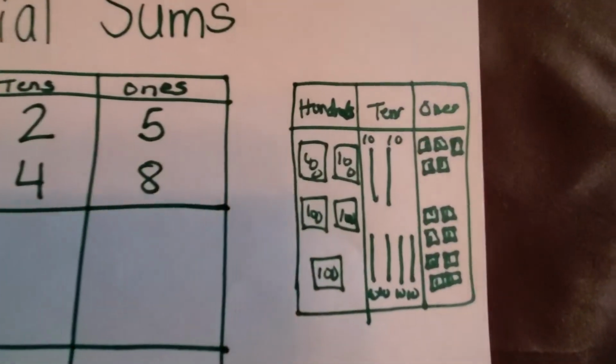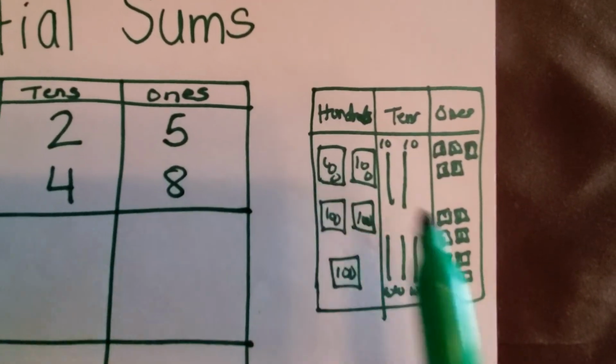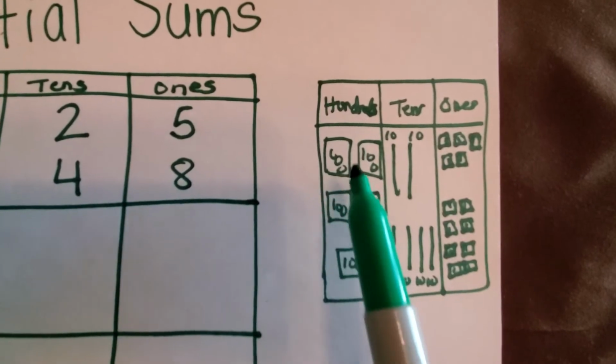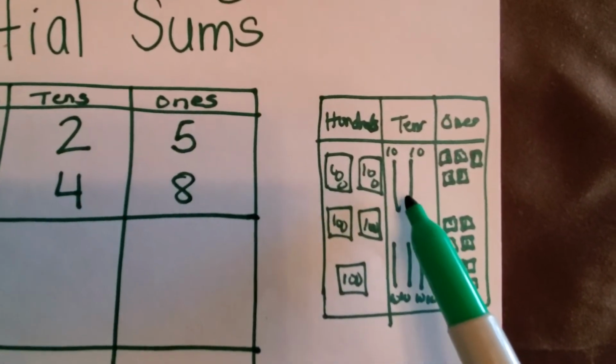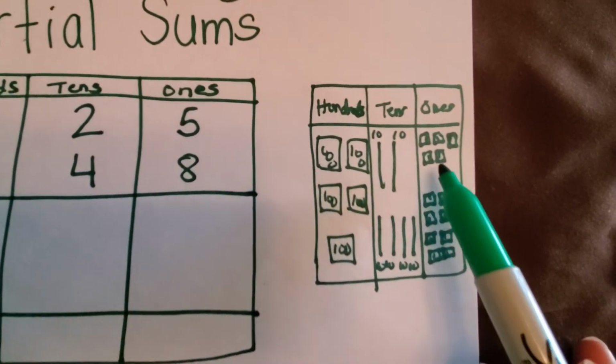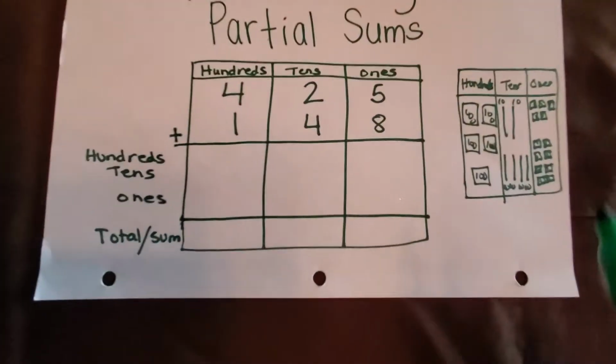So as you can see, each flat, they're also called flats, so you might hear that as well. Each flat is worth 100. Each 10 rod is worth 10. Each unit is worth 1.